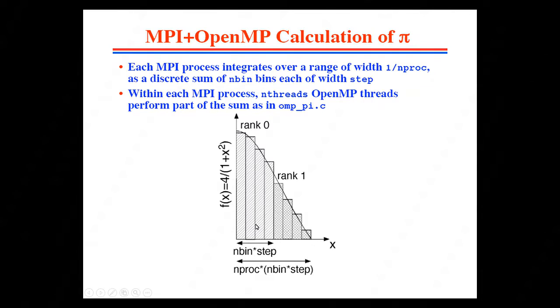In this case, for example, we have rank 0, rank 1, we may have more, and then each thread will work on this part, and another thread will work on that part, and so on. It's something like that. So we change this concept to real code. The code will look something like this.